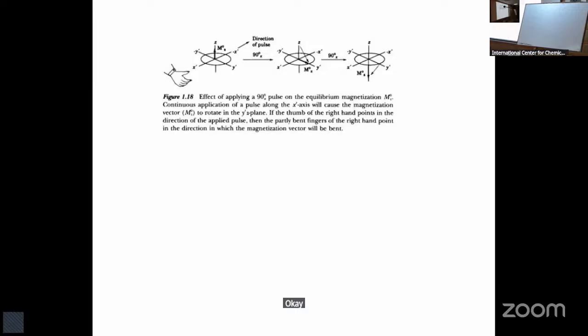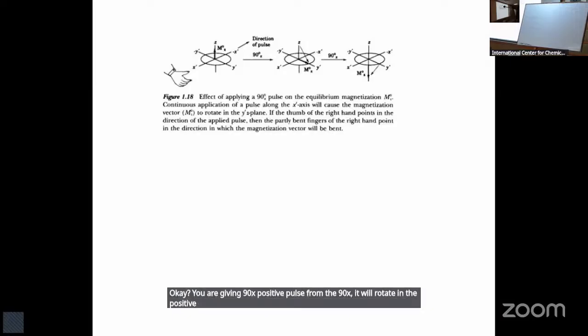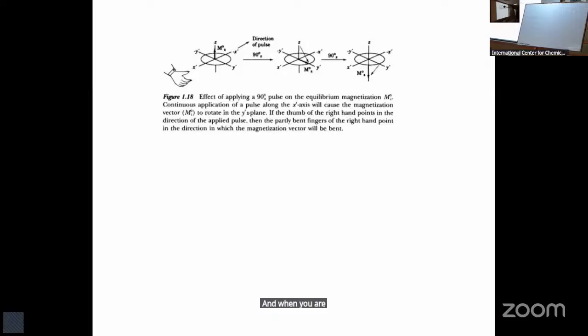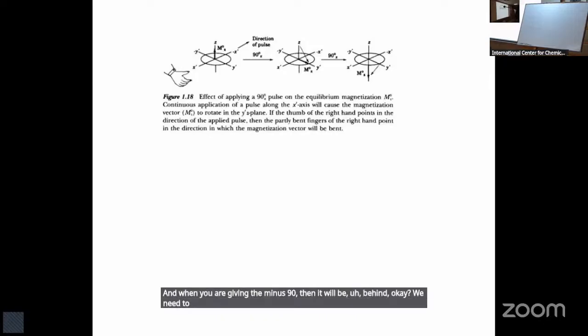When you are giving a 90x positive pulse from the 90x, it will rotate in the positive phase direction. And when you are giving the minus 90, then it will be behind. We need to imagine this because she is not having any 3D model right now.